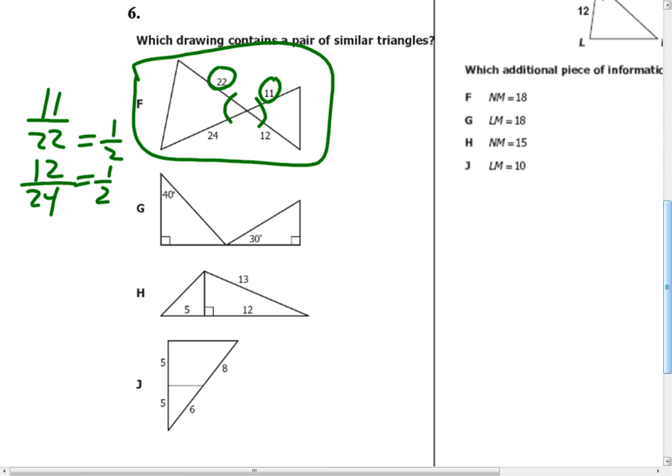If you look back at the first page, there were 3 ways to prove that triangles are similar. Which one did we just use? SAS similarity. The angle is the same and the sides are proportional.